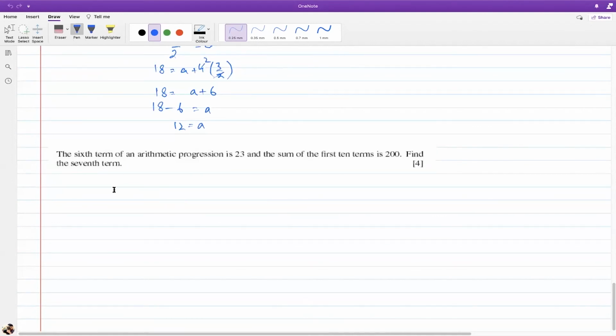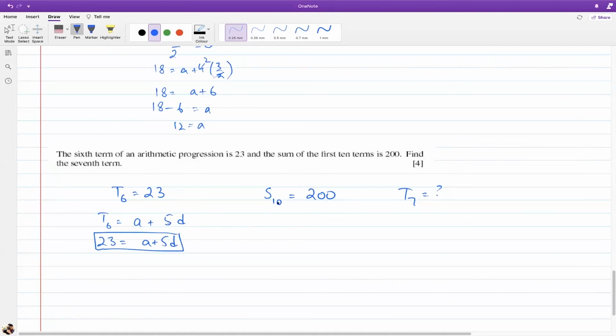The sixth term of an arithmetic progression, so term number 6, is 23. And the sum of first 10 terms is 200. And we have to find term number 7. So if you're talking about just the sixth term, what is the sixth term going to be? Term number 6 is going to be first term plus 5 times the difference, 5d. So 23 is equal to a plus 5d. That's one equation that I have.